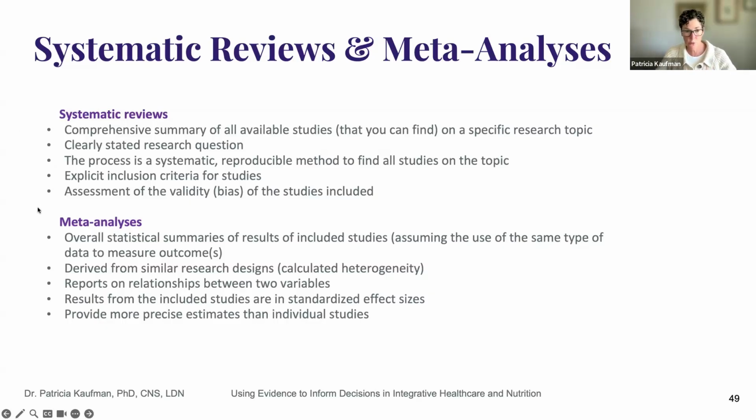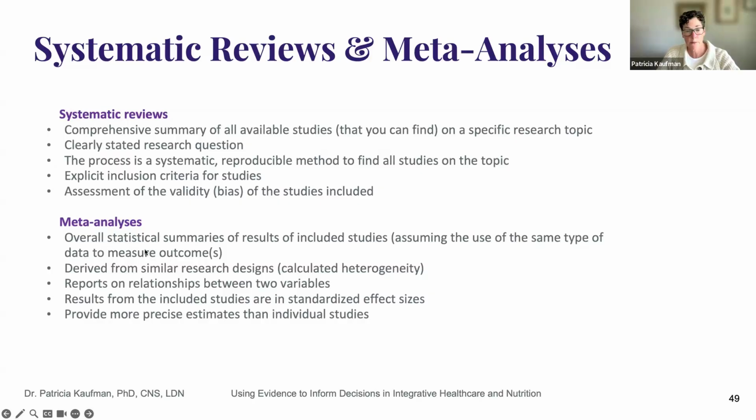It has inclusion criteria for the types of studies, and it also does a validity assessment against biases of the studies. Now, a meta-analysis does an overall statistical summary. So a systematic review does not need to have a meta-analysis, but a meta-analysis always has a systematic review. So you're going to take your systematic review and take this statistical summary of the results, and we'll look at those in a second.